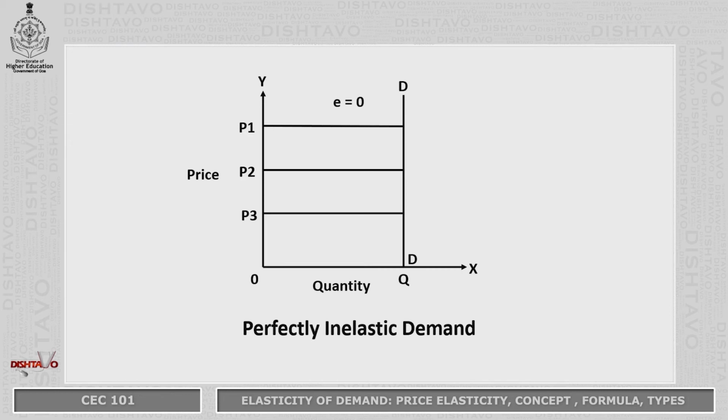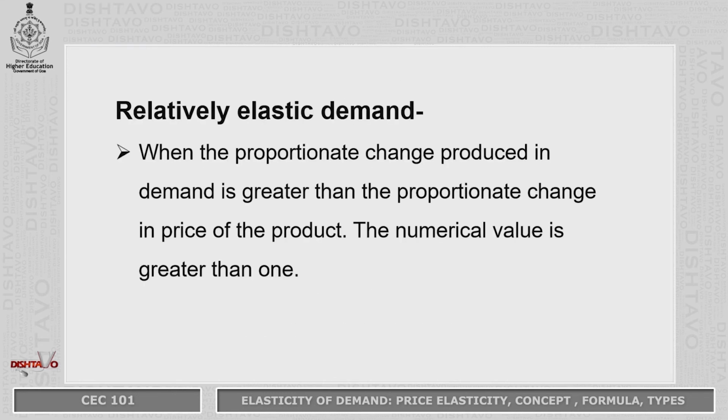An example of perfectly inelastic demand is a commodity like salt. Whatever the change in the price of salt, the same quantity will be demanded. The third type of elasticity of demand is relatively elastic demand. When the proportionate change in demand is greater than the proportionate change in price of the product, the numerical value is greater than 1.